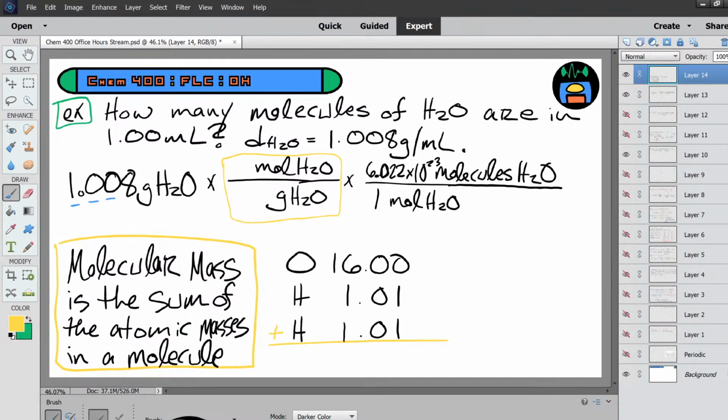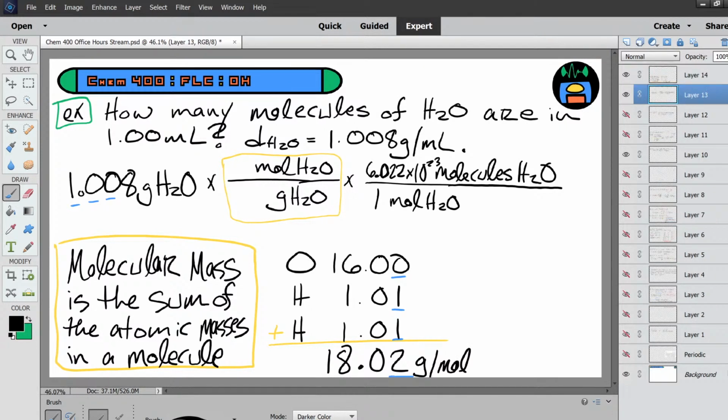When you do, the molecular mass of water comes out to be 18.02. You'll notice that all 3 of the numbers we added together have their last significant digit in the second decimal place. So does our answer. So we do not need to round. So 18.02 grams per mole. This is the molecular mass of water, and that is what we plug in right here. 1 mole of water has a mass of 18.02 grams.